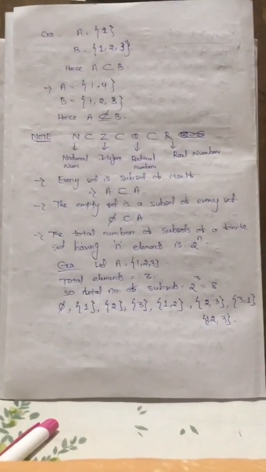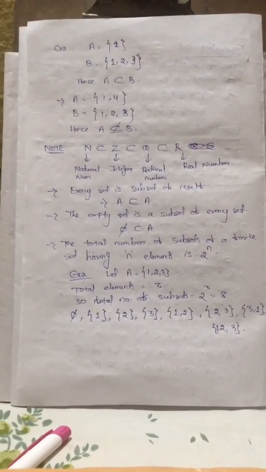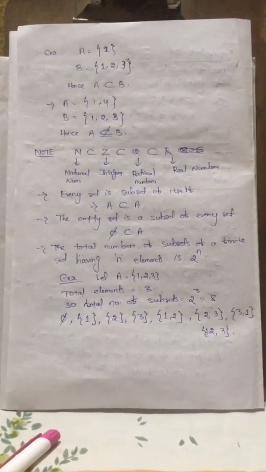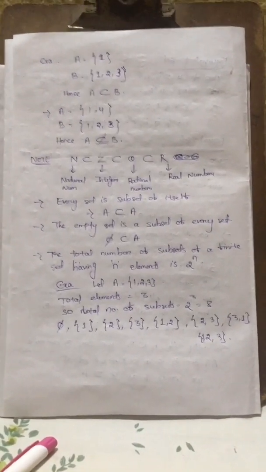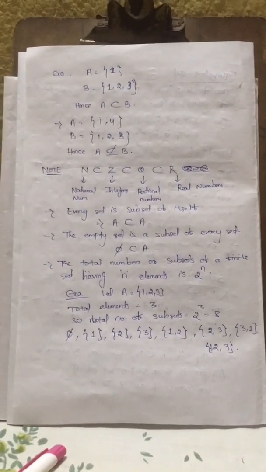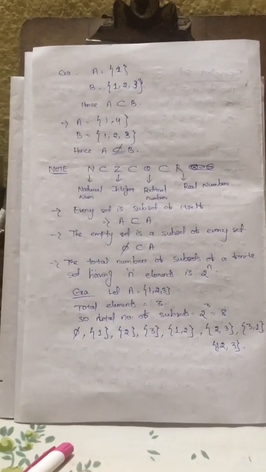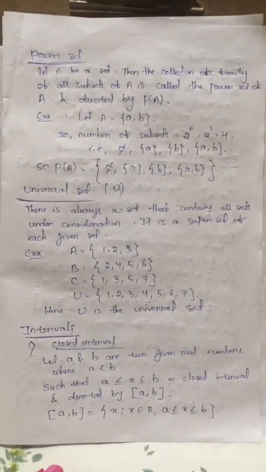So 2 to the power n will give you the total number of subsets of that given set. Here we have to remember three things. Every set is a subset of itself, phi is the subset of every set, and if you have to find the number of subsets of a given set, then the formula is 2 to the power n, where n is the number of elements. Next we will see the power set.